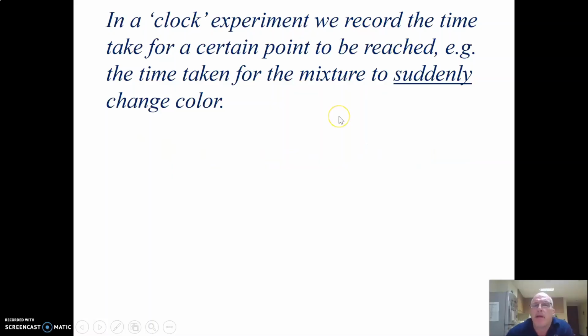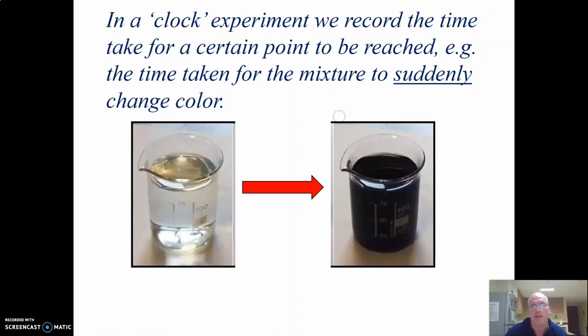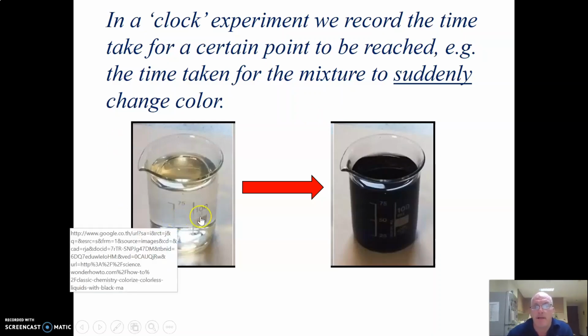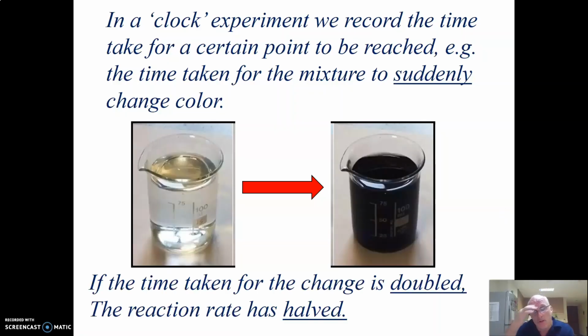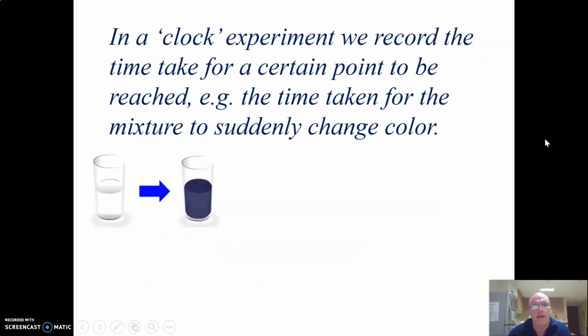Now in a clock experiment you are recording the time taken for a certain point to be reached. It might be a sudden color change. Here we are. This is called the iodine clock, which I'm going to show you at some point, and something colorless will suddenly become black. If you blink, you miss it. It's really quick. Now, obviously, if the reaction rate was halved, then the time taken would be double, wouldn't it, right? Again, if the reaction rate was halved, it would take twice as long to make that change. So I've written at the bottom there, if the time taken for the change was doubled, then you can say the reaction rate is halved. That's how clock reactions work, okay?